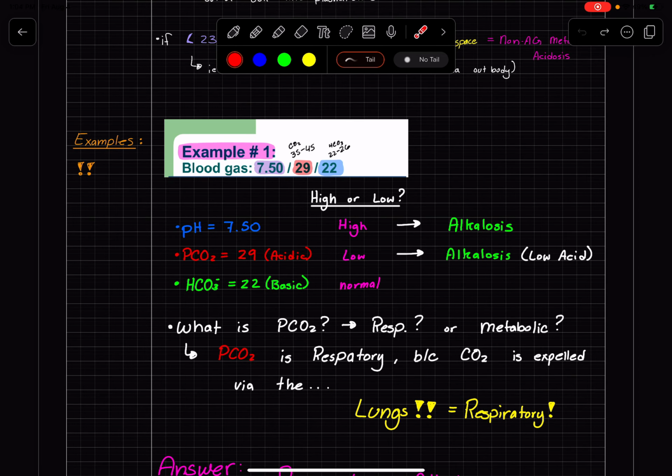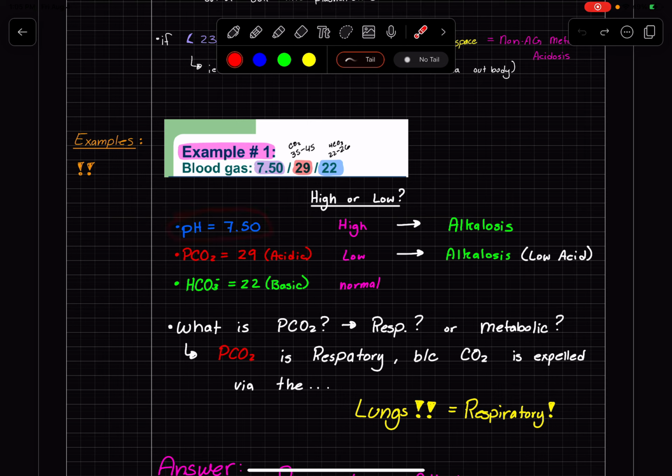Okay, let's do our examples. Sorry, I took so long to get to these. Example 1. What I do is I write them all down here, coordinate them for you, and then I write, is it high or is it low? And then based off that, I ask, is it basic or is it acidic? Okay, so let's go through these.